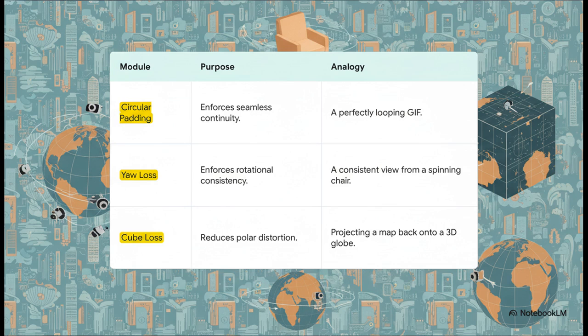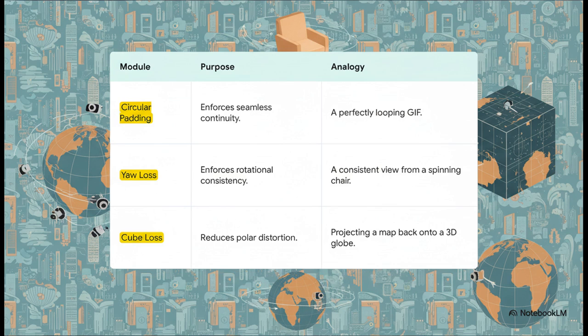The second is called yaw loss, and this is wild. A yaw is just a horizontal rotation. They take a scene, digitally rotate it, and then check if the model's understanding of the rotated scene is consistent. It's like sitting the model in a spinning chair and asking it to describe the room. Its description has to stay consistent as it turns. This forces the model to build a true 3D mental map of the scene, not just a flat 2D picture.